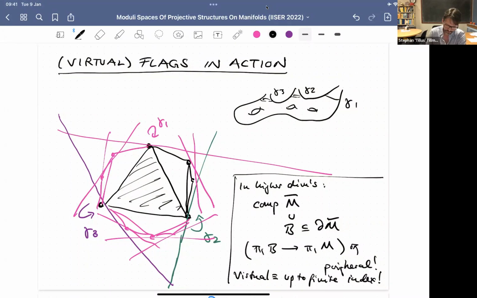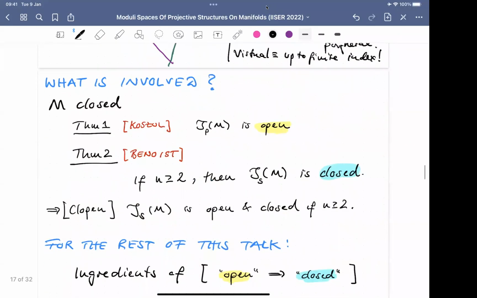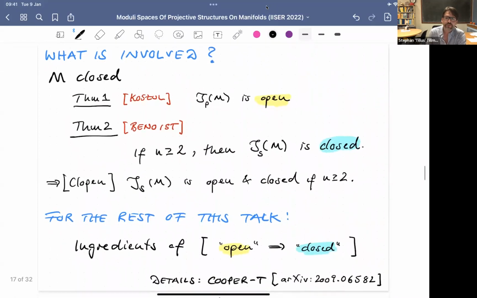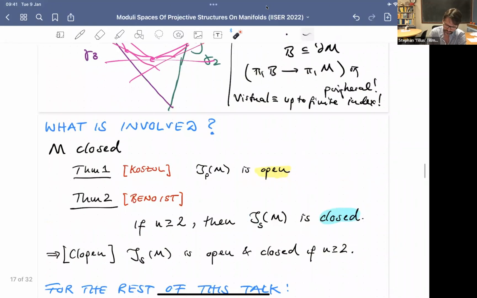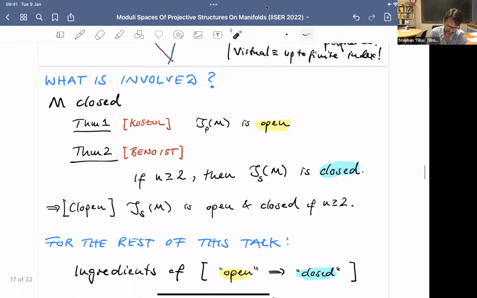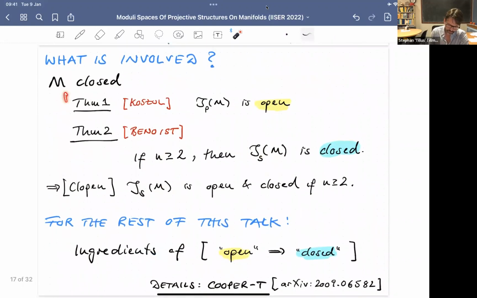Good. I just want to give an overview of what is involved in trying to show that this kind of space is open and closed. The easiest case to do this is the closed case, because we don't need to worry about what happens along the boundary, since the boundary gets a little bit messy. The classical result: Koszul tells us the space is open, of properly convex structures. And then Benoist says that for strictly convex structures, these are the same, and this is closed. So then this is open and closed.